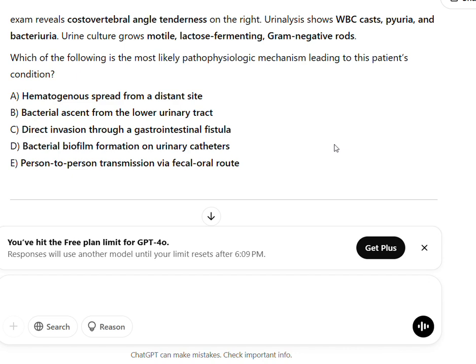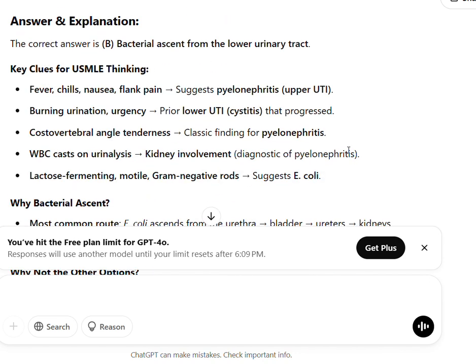Answer and explanation. The correct answer is B, bacterial ascent from the lower urinary tract. Key clues for USMLE thinking. Fever, chills, nausea, and flank pain suggest pyelonephritis, an upper UTI. Burning urination and urgency suggest a prior lower UTI, cystitis, that progressed. Costovertebral angle tenderness is a classic finding for pyelonephritis. WBC casts on urinalysis indicate kidney involvement and are diagnostic of pyelonephritis.